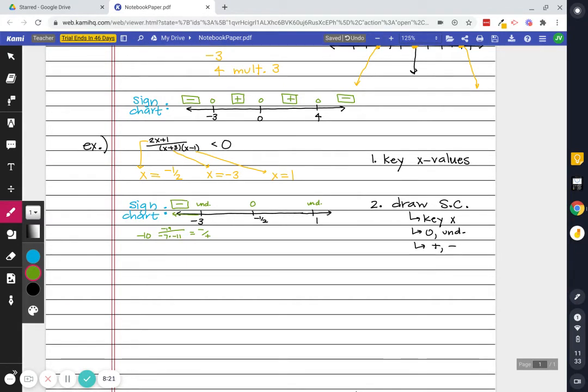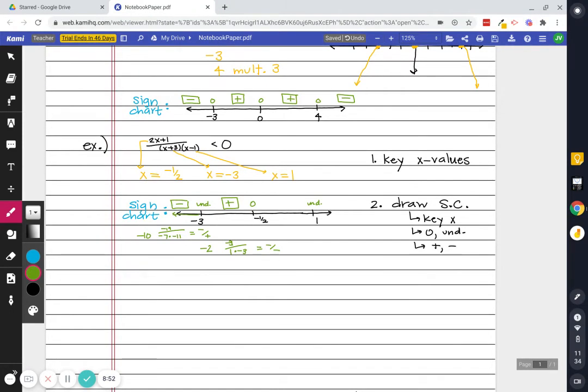In the gap from negative 3 to negative 1/2, negative 2 lives in that gap. If I use negative 2, my top is negative 1. Nope, sorry. My top would be negative 3 as the result. My bottom would be a positive 1 times a negative 3 again, and I end up with negative over negative, and that means my graph and my equation are positive here.